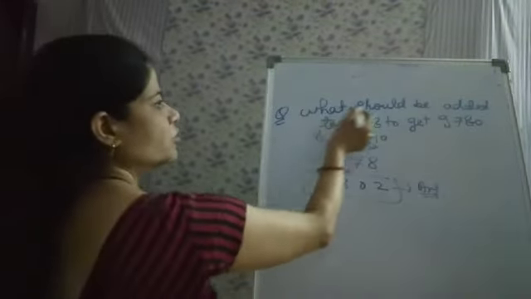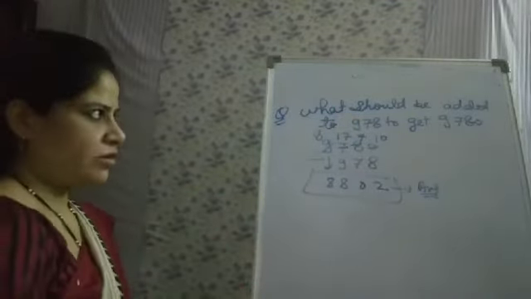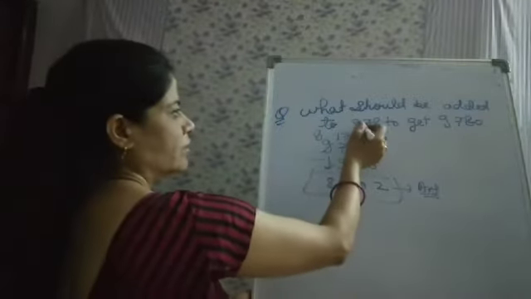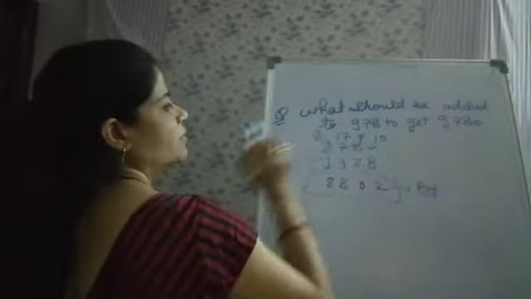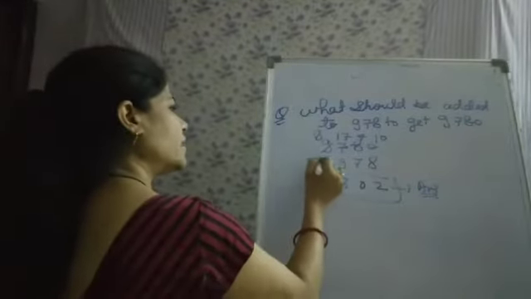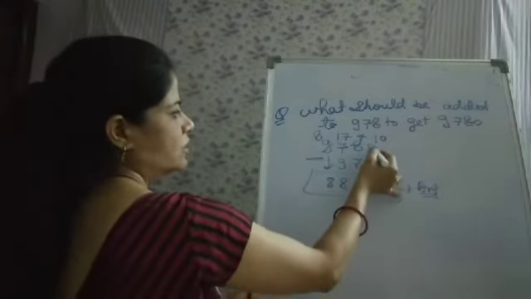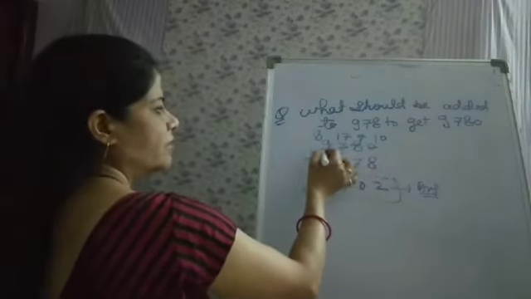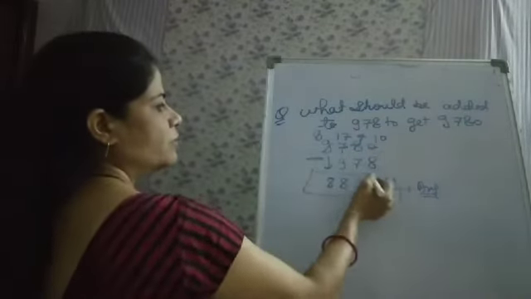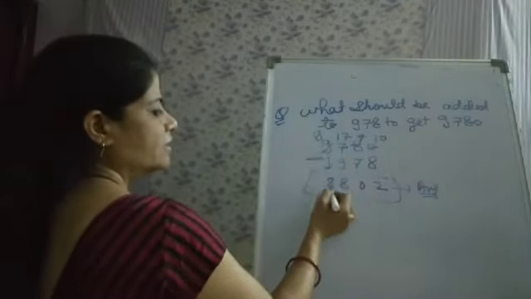Now next question is, what should be added to 978 to get 9,780? So in this type of question you have to subtract the smaller number from the greater number. Okay, so the greater number is 9,780 and the smaller number is 978. So you have to subtract 978 from 9,780. So this 0 will be 10, 8 will be 7 and this 7 will be 17 and 9 will be 8. 10 minus 8 will be 2, 7 minus 7 will be 0, 17 minus 9 will be 8 and 8 as it is you have to write.